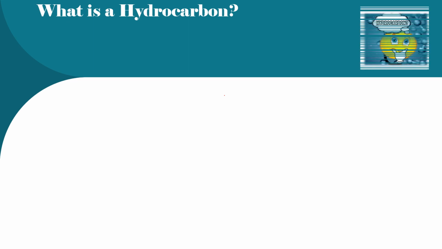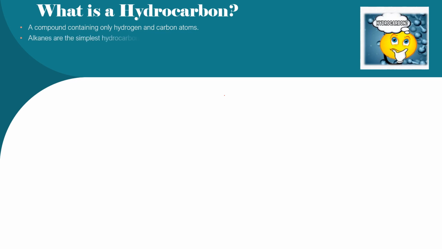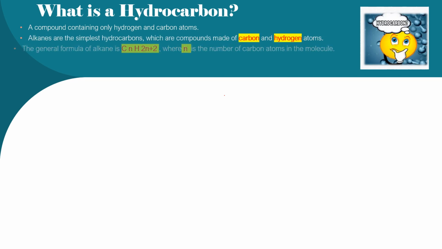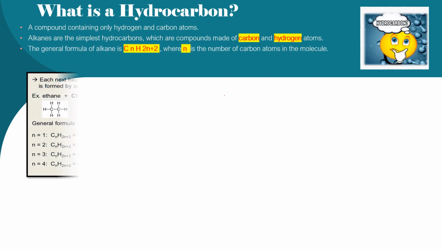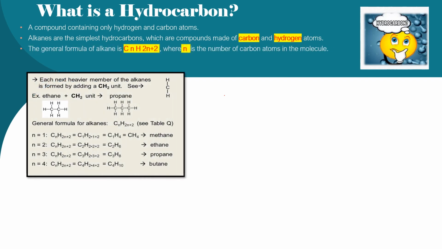Hydrocarbons play a key role in our daily life. So what is a hydrocarbon? A compound containing only hydrogen and carbon atoms is called a hydrocarbon. Alkanes are the simplest hydrocarbons, which are compounds made of hydrogen and carbon atoms. The general formula of alkane is CnH2n+2, where n is the number of carbon atoms in the molecule.